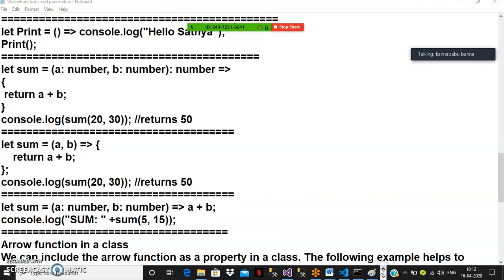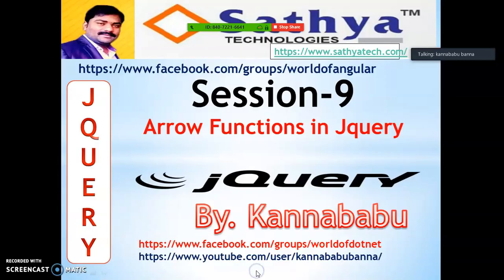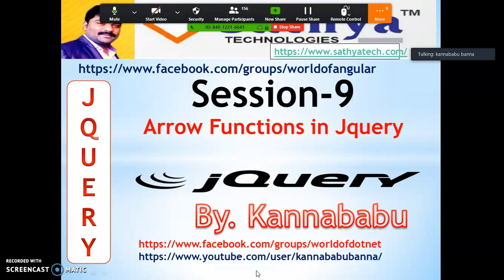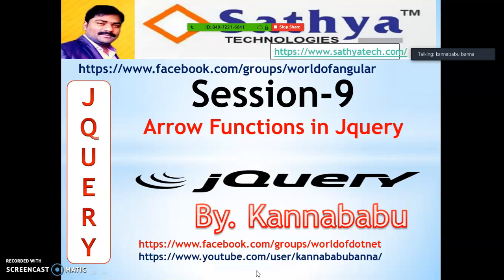So, from the past two videos, we are discussing functions. Functions are basically divided into three types: named functions, anonymous functions, and arrow functions. A function without any name is called an anonymous function. A function with some name is called a named function. Is it clear? To reduce the size of that anonymous function, we have arrow functions. That's it.